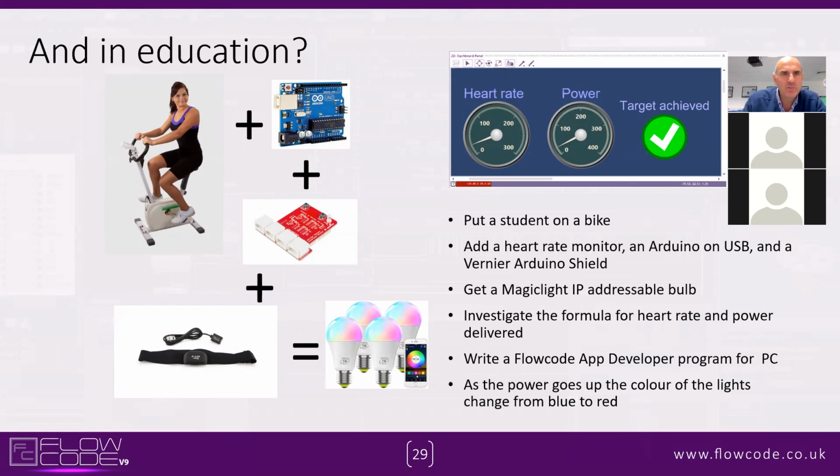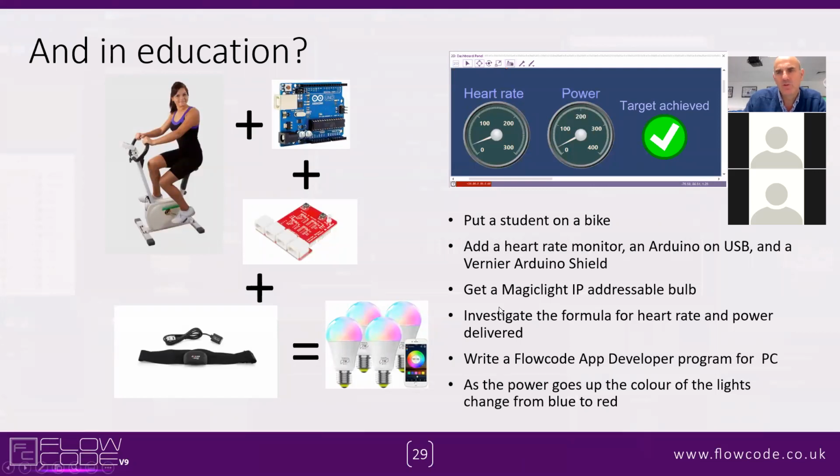You might take a student, put a heart rate monitor on it, take an Arduino Uno and put an interface for the heart rate monitor. These are from a company called Vernier in America. They're one of the biggest data logging companies in science in education. So you create a little piece of hardware there, if you like. You create an App Developer piece of software with some dials and indicators. And then you get something like one of these magic light bulbs. So these are bulbs with Wi-Fi built in.